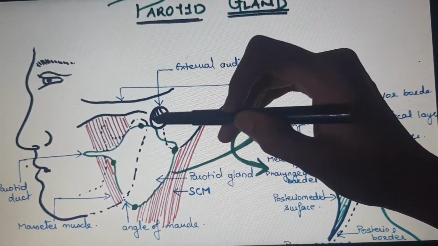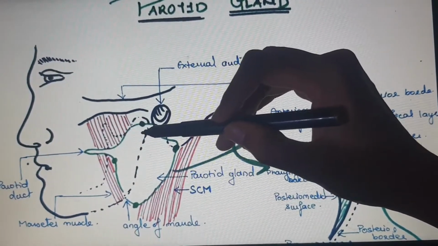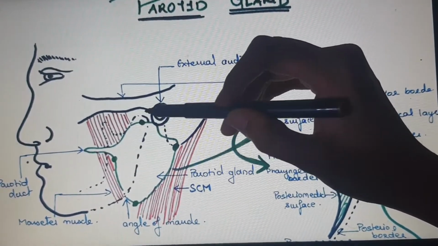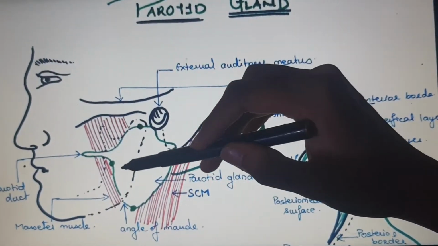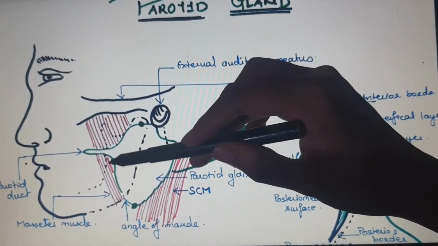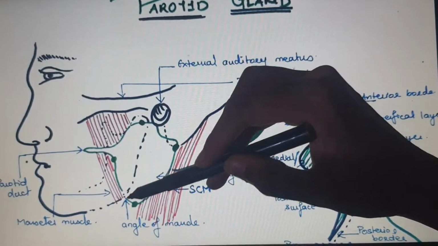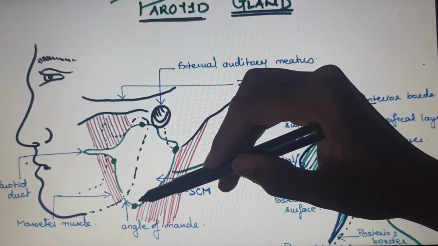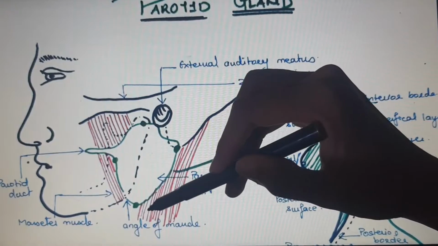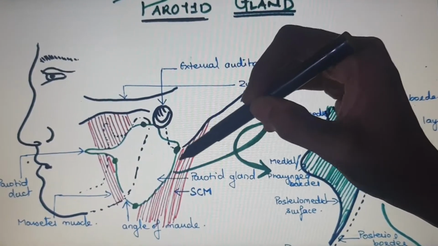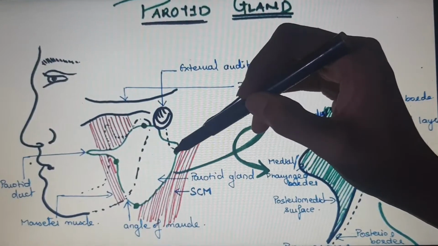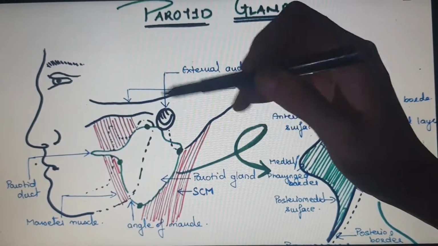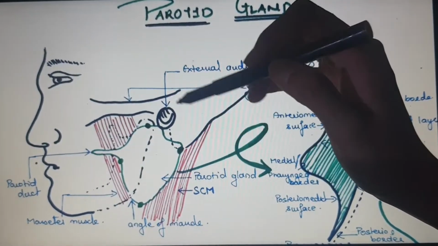So the first point is the A point. It is at the upper border of the head of the mandible, that is the condyle. The second point is just above the center of the masseter muscle, as you can see over here. The third point is over here. It is posterior inferiorly to the angle of the mandible. And the fourth point, as you can see over here, is upper part of the anterior border of the mastoid process. So these points can convey you the anterior and the posterior border.